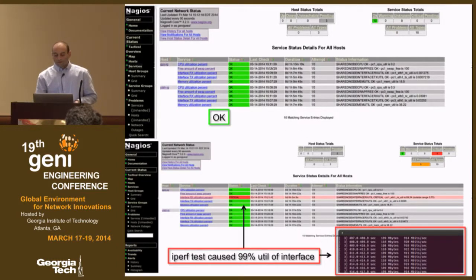So this is an example of Nagios. It's not something groundbreaking; obviously, most of you have probably seen Nagios before. We implemented it just during some testing. We tested an iPerf test of a resource that is not on GENI, so we didn't host any of the resources on GENI. We hosted our own resources and monitored that, and saw that iPerf caused an alert to go off.